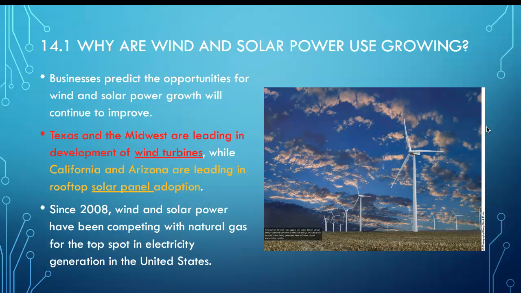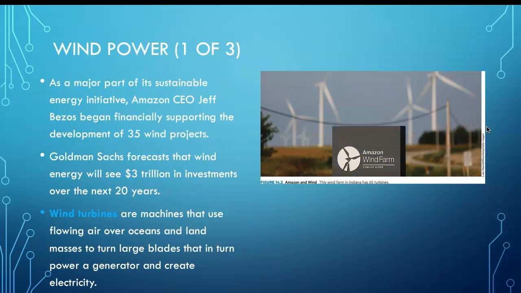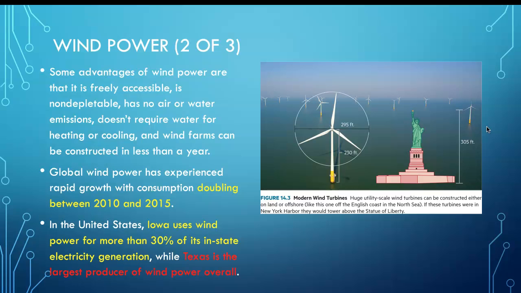Since 2008, wind and solar power have been competing with natural gas for the top spot. This is really exciting, I think. A lot of corporate entrepreneurs support developing wind power. Global wind power has experienced rapid growth, with consumption doubling between 2010 and 2015. Iowa used wind power for more than 30% of its in-state electricity generation, while Texas, wow, is the largest producer of wind power overall.